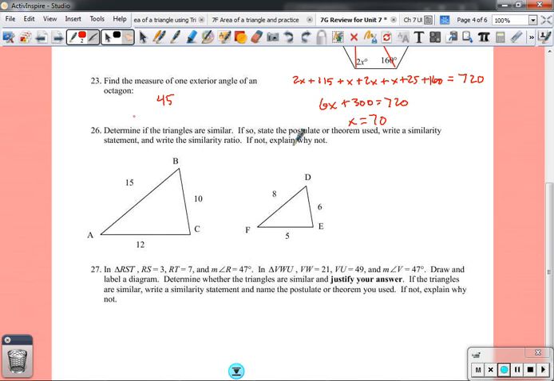Determine if the triangles are similar, and if so, and all this stuff. The biggest mistake you guys make on this is that you don't give us the postulate, you don't give us a similarity statement, or you don't give us the similarity ratio. So you don't give us all the parts that we want. So if it's similar, make sure you give all the parts.